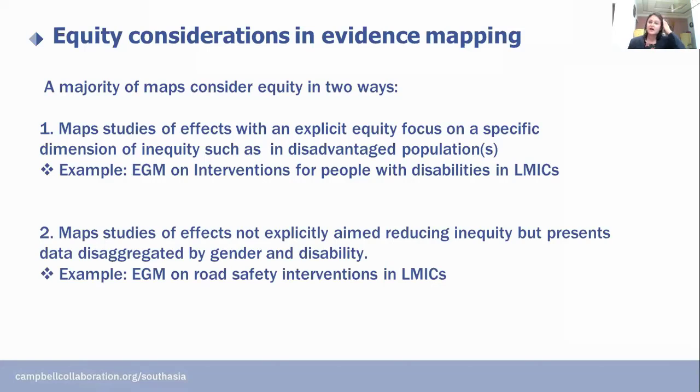The second example, and the most common way, is to have evidence and gap maps that map studies of effect which are not explicitly aimed at reducing inequity, but present data that are disaggregated by gender and disability. We have several examples from Campbell, 3ie that have these kinds of maps. One example that I can give you is the evidence and gap map on road safety interventions in LMICs. I can also say the mega map in child well-being, because when you say children altogether, there are certain sections of children that definitely are more disadvantaged.